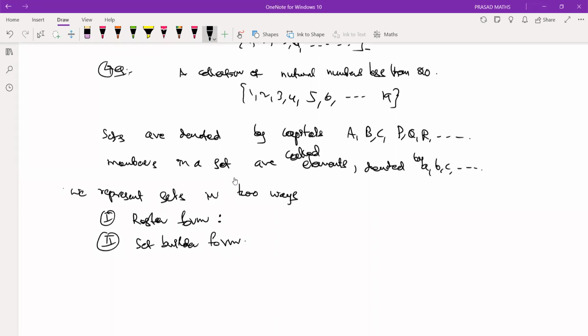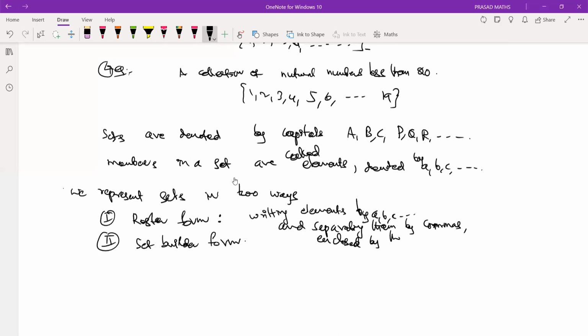In roster form, what do you generally do? Just write the elements, using small letters like a, b, c, separating them by commas, and enclosed by flower brackets.